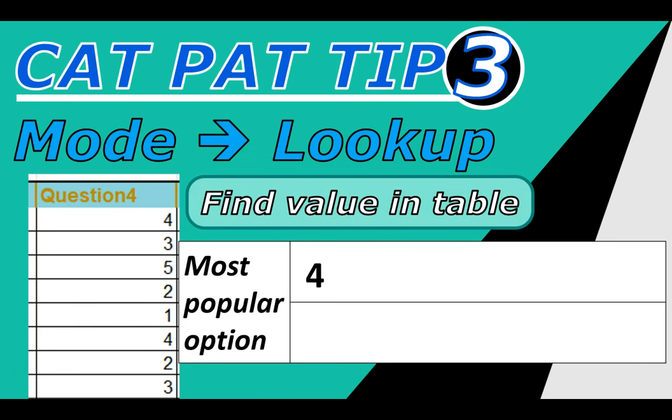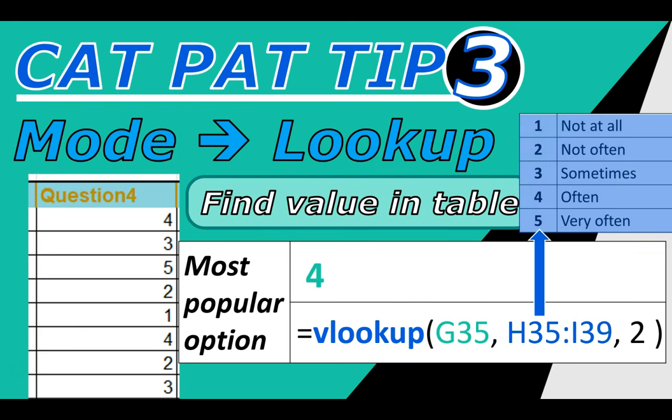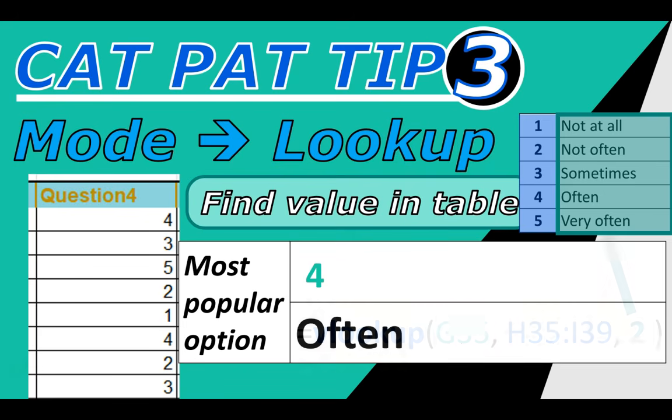But now we need to find what that 4 represents in the table by using a VLOOKUP. And we are going to take that value, which is the most popular, and then we're going to use that value to go look up in the table that shows what a 1 means, what a 2 means, and so on. And we are looking for the label in column 2 to be displayed. So as you can see, in this case, the most popular option was 4, which represents the word often. And in this way, we've now used both level 1 and level 4 type formulas.